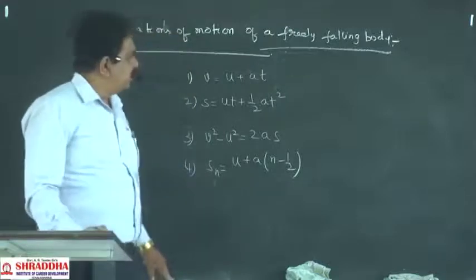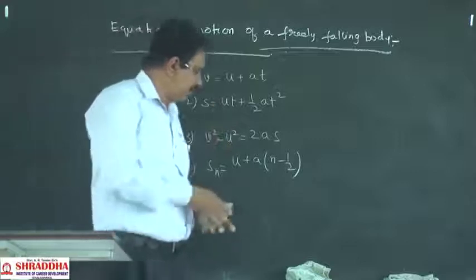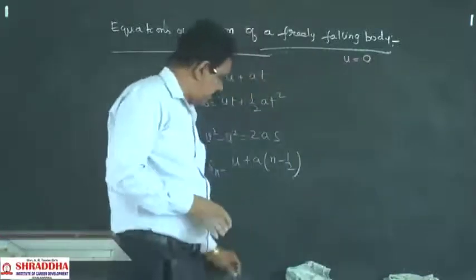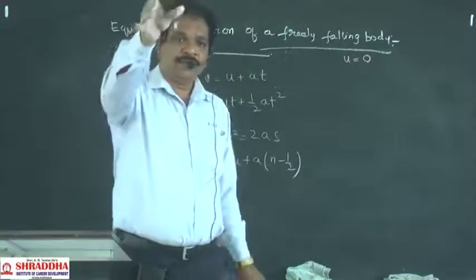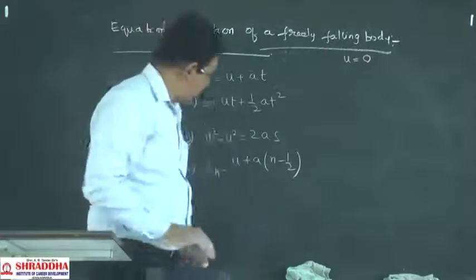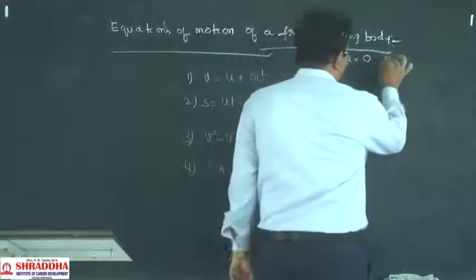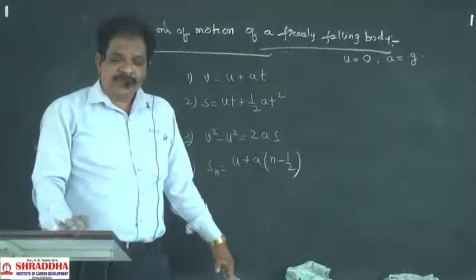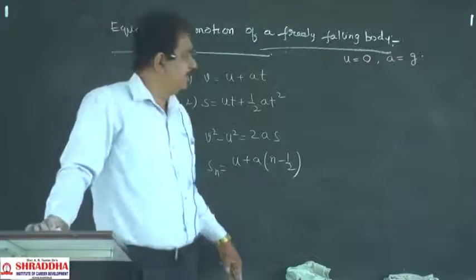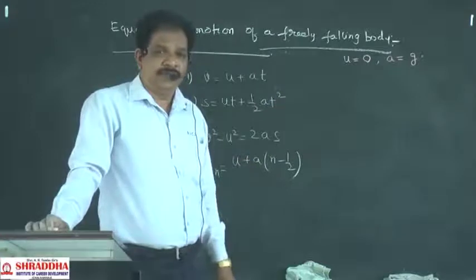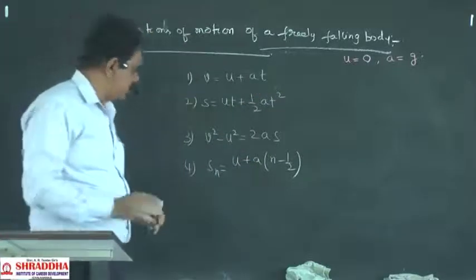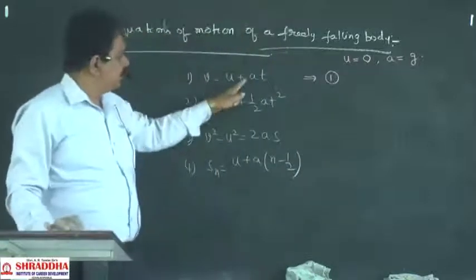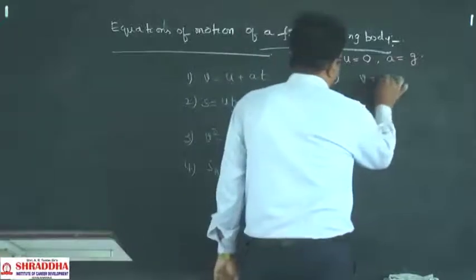Now, what are the equations of motion for a freely falling body? A freely falling body does not have any initial velocity. We are just dropping the body in the air. No velocity is there, so the u value will be equal to 0. If it is freely falling, its acceleration will be equal to acceleration due to gravity. By substituting these values here, u equals 0, a equals g, then v is equal to gt.